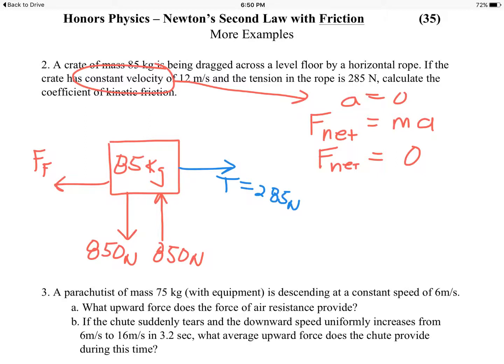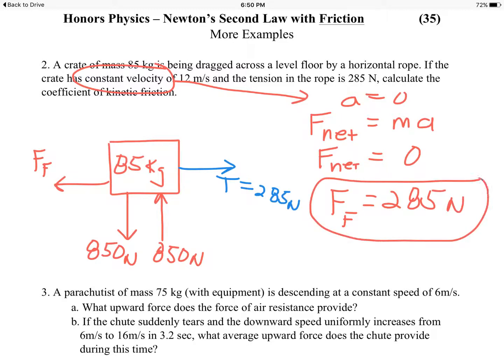Which implies that all the forces balance out, the 850 down with the 850 up, but more importantly here, the force of friction equals the tension. So in other words, the force of friction here is equal to the 285 Newton tension in the rope.